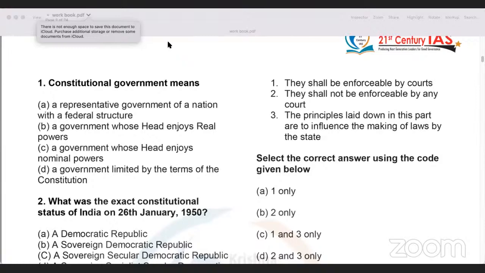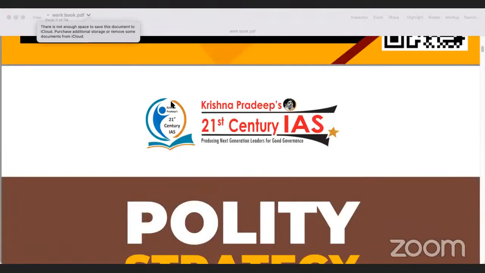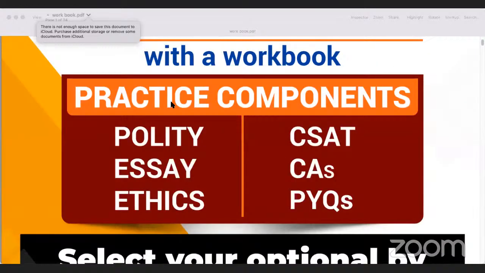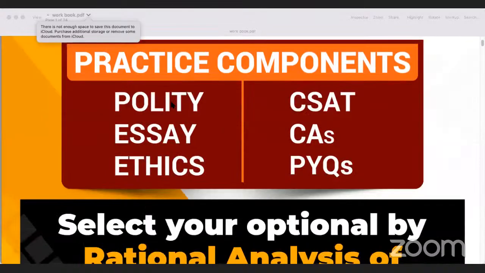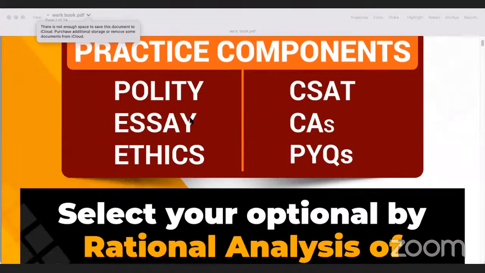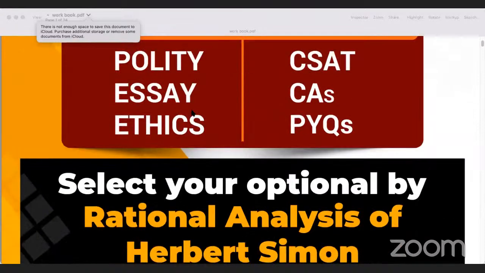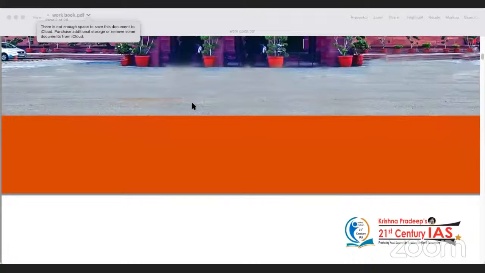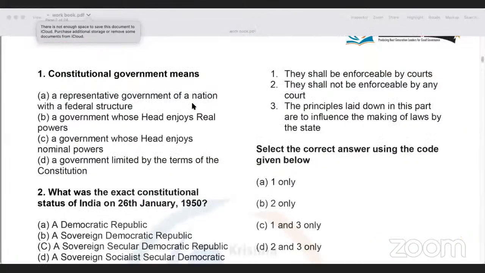So welcome to this UPSC practice workshop, where we are going to make you practice the topics related to the quality and the general essay, ethics, CSAT, current affairs, and previous year questions based on these dimensions. So this practice is based on a question paper and previous year questions, more particularly.